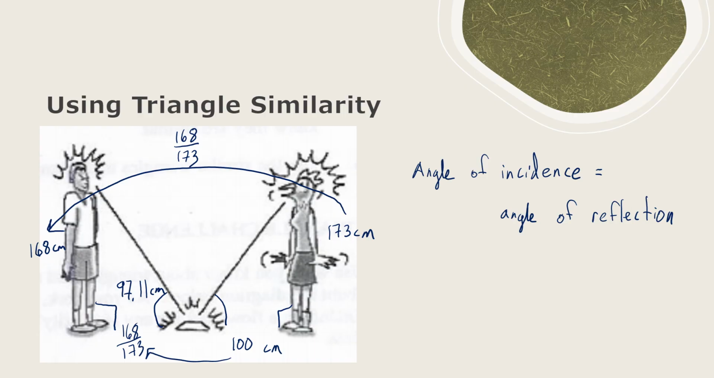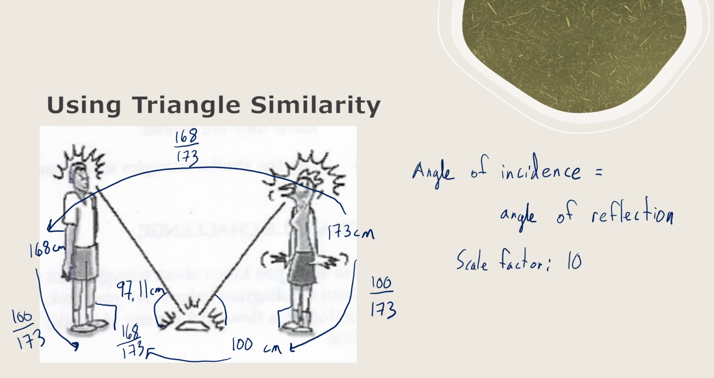Similarly, I can say, what did I do to 173 to get to 100? Well, I multiplied it by 100 over 173. So if I multiply 168 by 100 over 173, I'll get the same number. And if you're not sure with these crazy numbers, think of it this way. With the scale factor method, to figure out this length, I did 100 times 168 over 173.